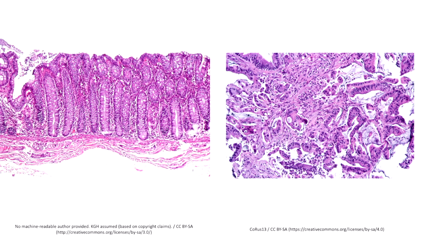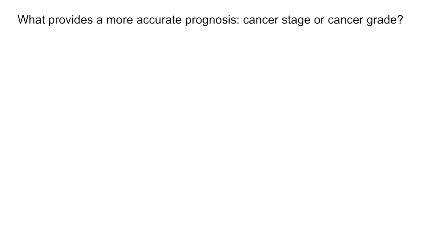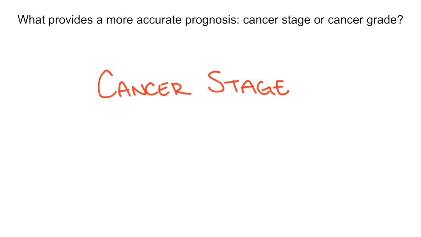Let's do a quick question. What provides a more accurate prognosis, cancer stage or cancer grade? Well, the correct answer is stage. Remember that cancer stage characterizes the size of a tumor and how far it has spread. The bigger the tumor and the more widespread the cancer, then the higher its stage. And the more widespread it is, the more difficult it is to eradicate.